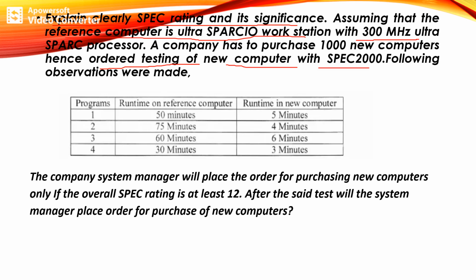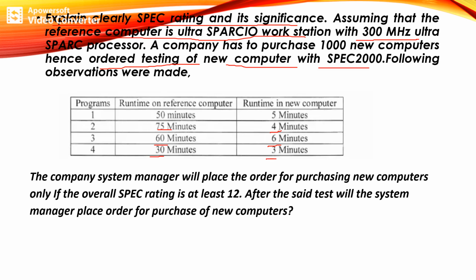For program 1, runtime on the reference computer is 50 minutes. Runtime on the new computer is 5 minutes. Similarly, for program 2, runtime on the reference computer is 75 minutes. Runtime on the new computer is 4 minutes. Similarly, for program 3, runtime on the reference computer is 60. Runtime on the new computer is 6. And for program 4, runtime on the reference computer is 30 minutes and runtime on the new computer is 3 minutes.